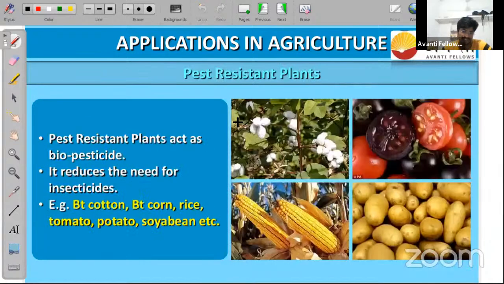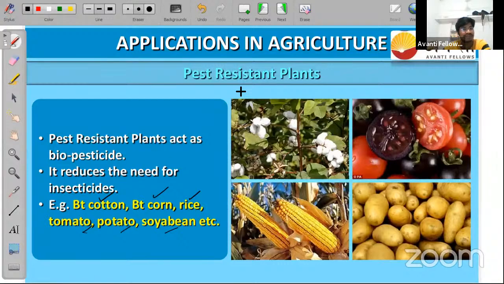We will start with the first example: many types of pest resistant plants, or insect resistant plants, are produced, such as bioreactors: Bt cotton, Bt corn, rice, tomato, potato, soybean. Different types of plants have been produced. Insect resistant plants have been produced through this biotechnology process. Okay guys, did everyone understand?